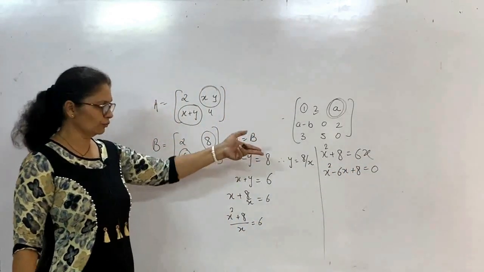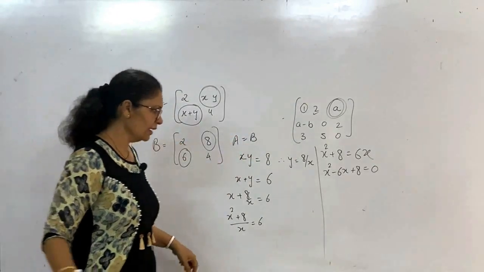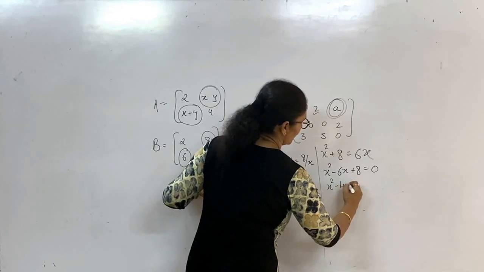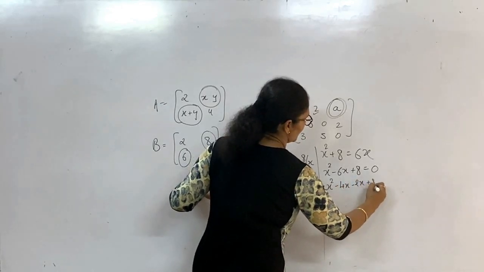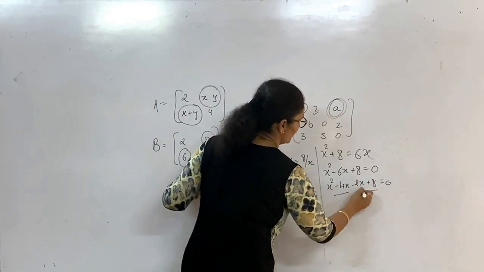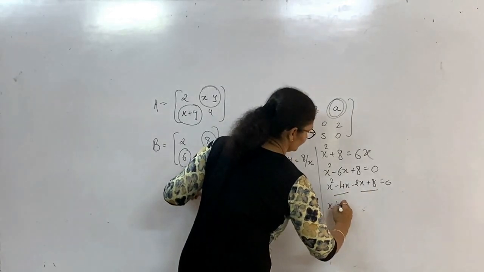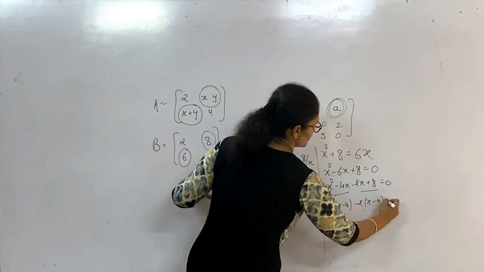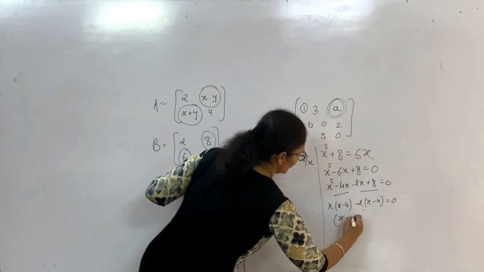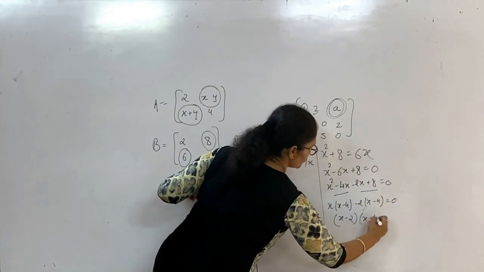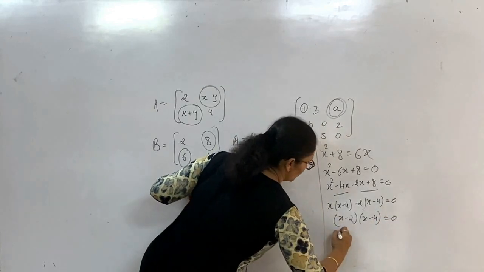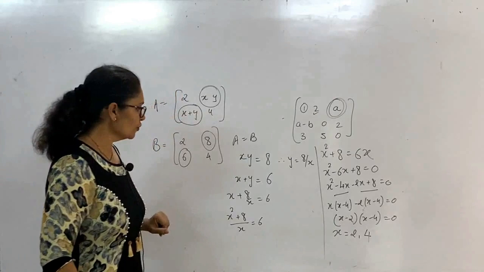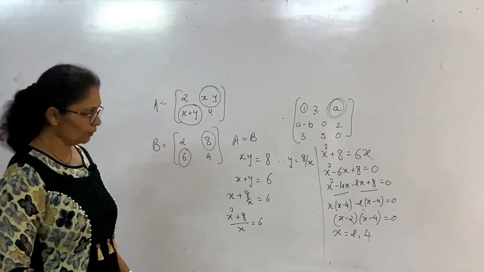Now you have to factorize this. 4 2s are 8, so we can write x square minus 4x minus 2x plus 8 equal to 0. Now what are the factors? x minus 4 and x minus 2 times x minus 4. So now we are getting two factors, x minus 2 and x minus 4 equal to 0. That means x equal to 2 and 4. So we are getting two values, x equal to 2 and 4.